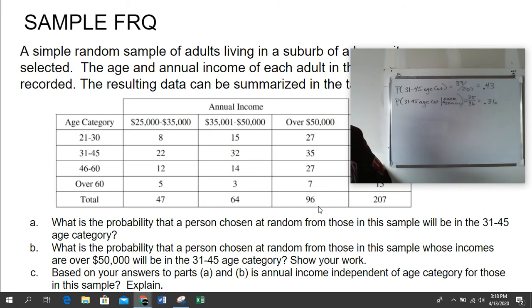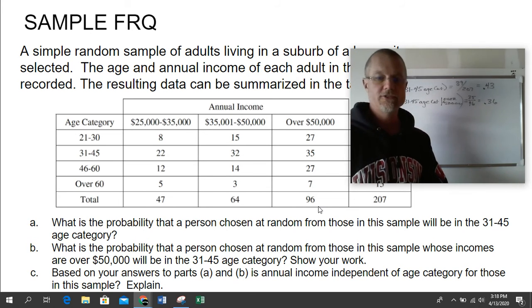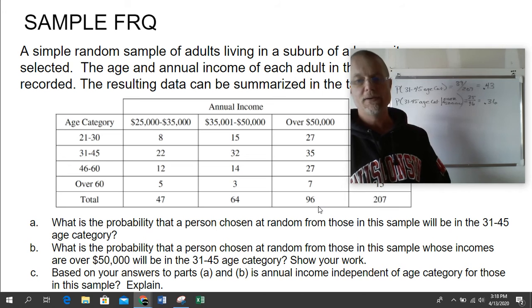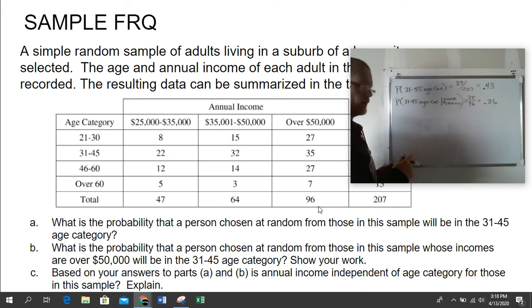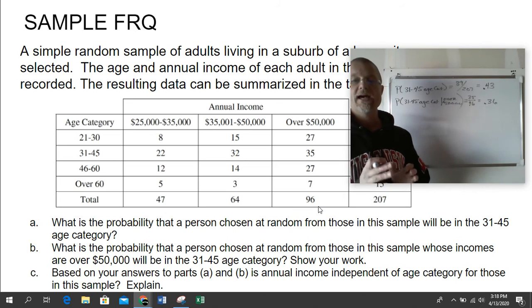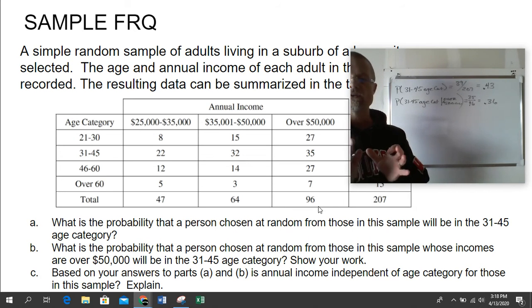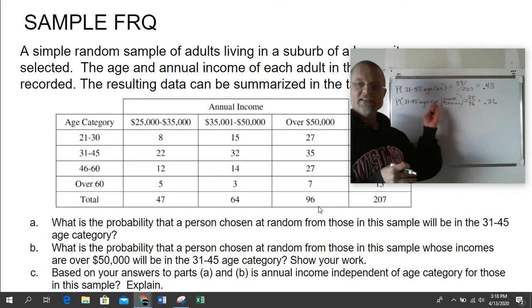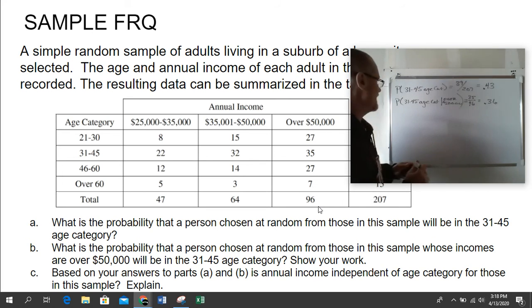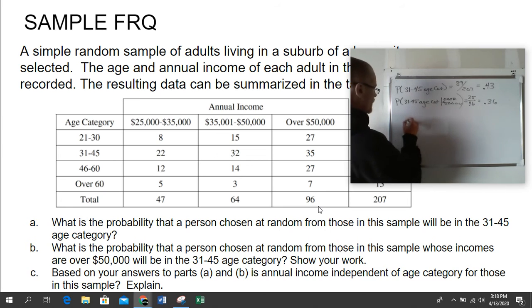So now the last one is, based on your answers to part A and B, is the annual income independent of age category for those in the sample? Explain. The explain part is important here. We have to convey to the reader that we understand what it means to be independent, and that check. We know that these two would have to be the same in order for them to be independent. So you got to make sure you get that. We're going to put that in there.